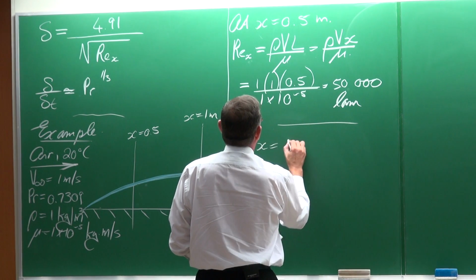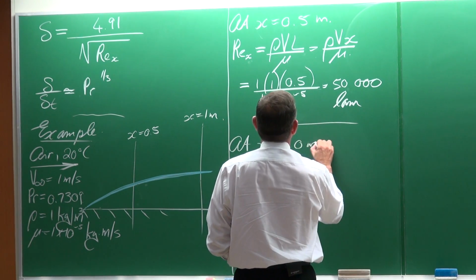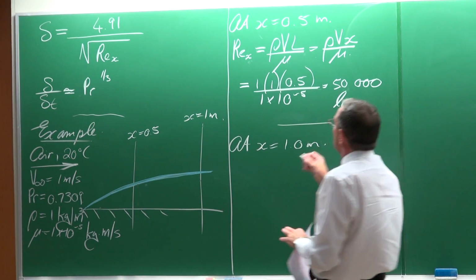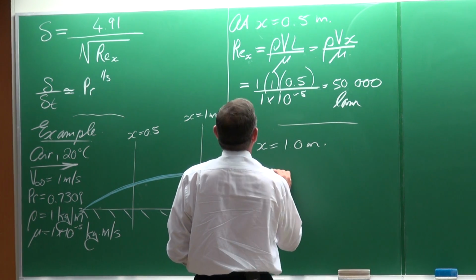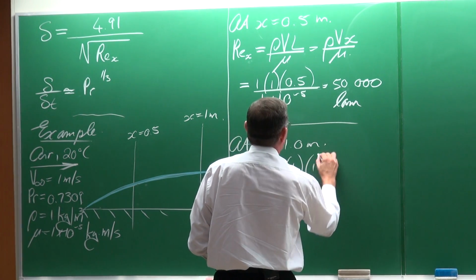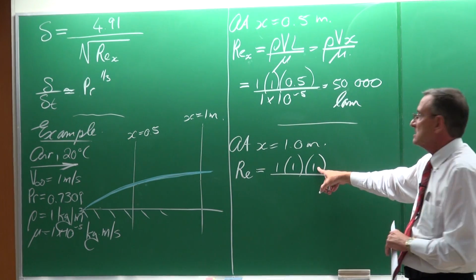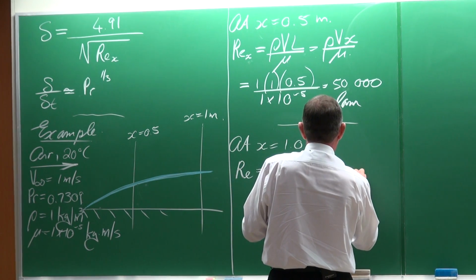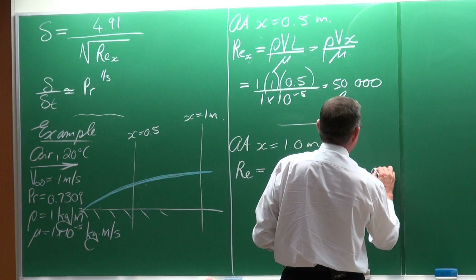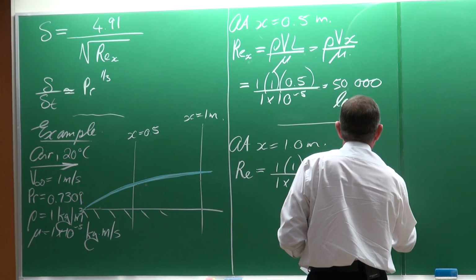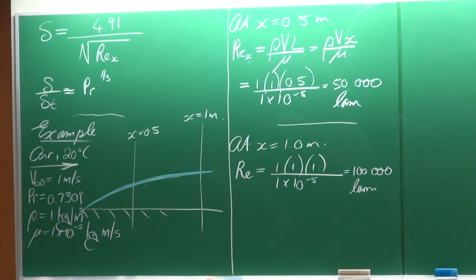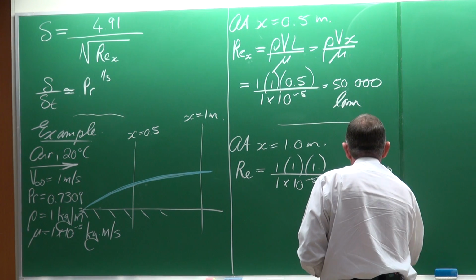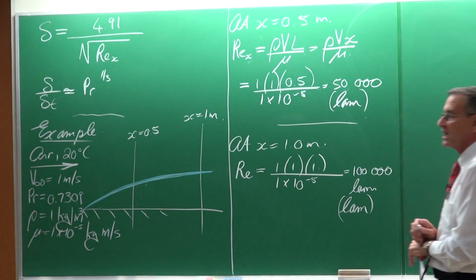Let's look at where x would equal 1 meter. At x equal 1, it would be 2 times that, wouldn't it? But you can write it out. So the Reynolds number would also be 1 multiplied by 1, x is now 1 meter, divided by 1 multiplied by 10 to the minus 5. And that would now be equal to 100,000. And again, it is actually on the edge between laminar and turbulent flow, but for the purpose of this chapter, let's assume the flow is laminar for both cases.